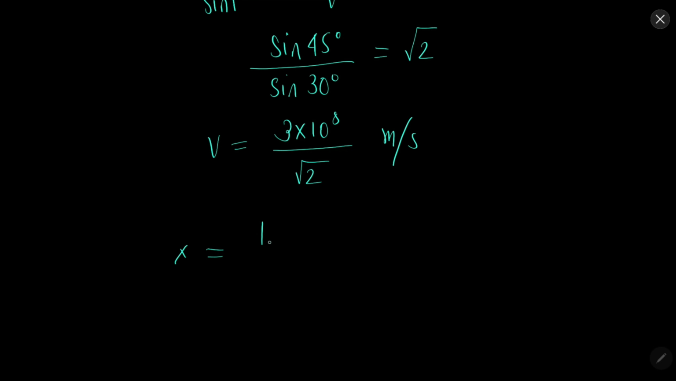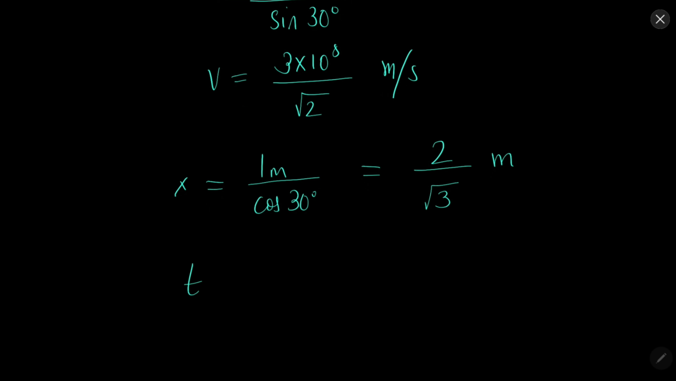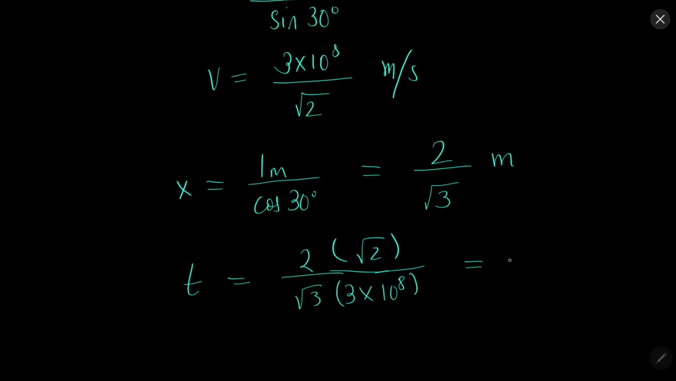Distance traveled will be this much, 2 over root 3 meters. Time taken will be 2 over root 3 divided by 3 into 10 to the power 8 over root 2. So it will give us 5.4 into 10 to the power minus 9 seconds.